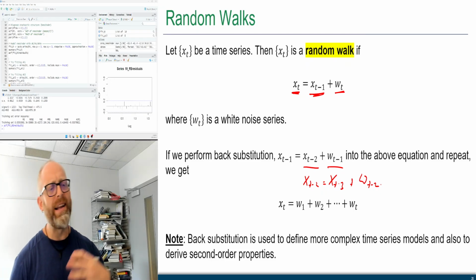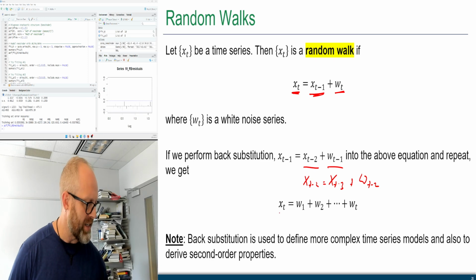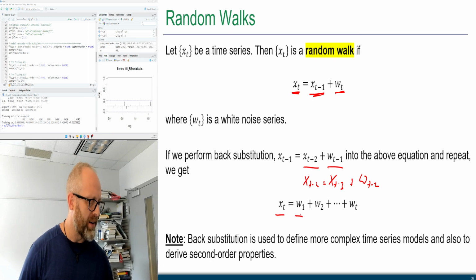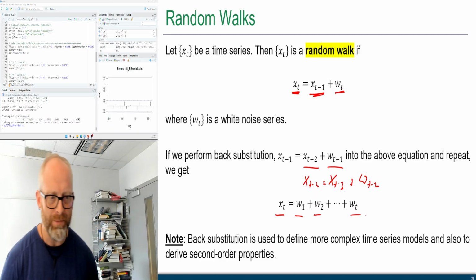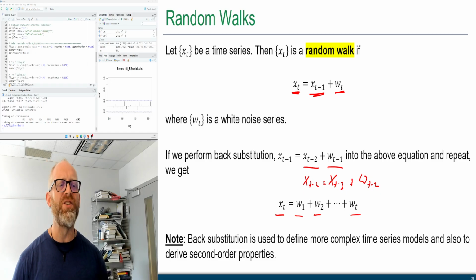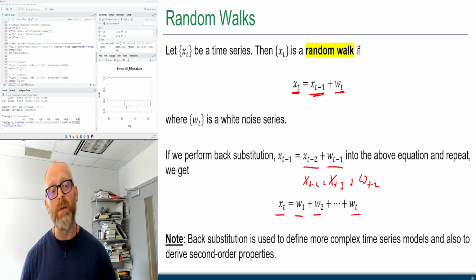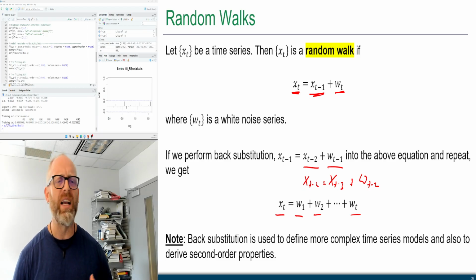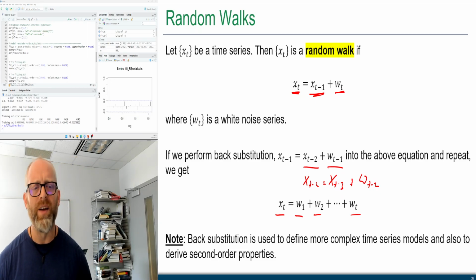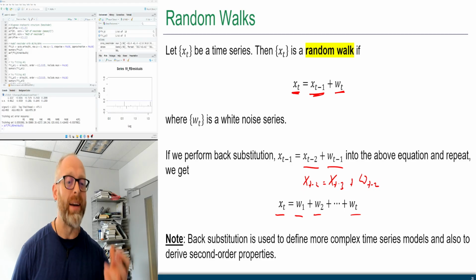And if I go on and on and on, there's going to be a point where we eventually stop, but I can rewrite this whole thing as x sub t is equal to the white noise at period 1, the white noise at period 2, all the way up to the white noise at period t. So one thing to note here is back substitution is used to define more complex time series models. It also helps us derive second order properties. When we're talking about the mean and autocovariance functions, we're not going to spend too much time doing that, but it's good to bring up.